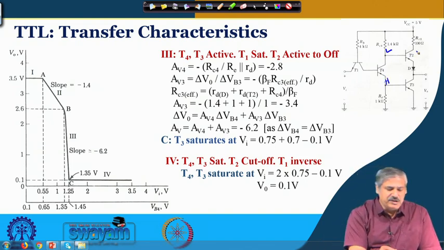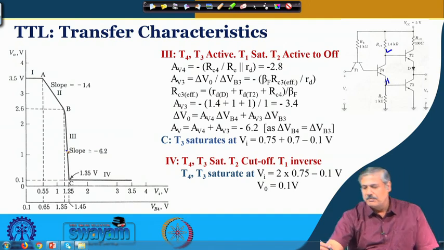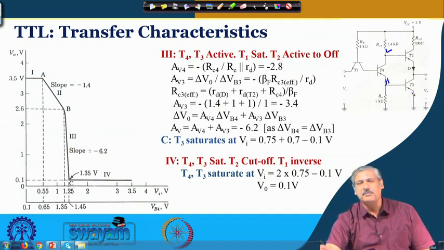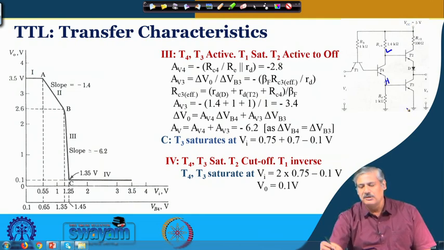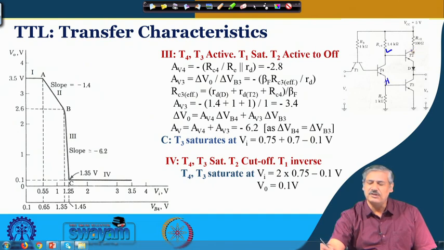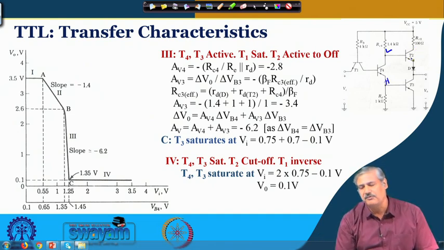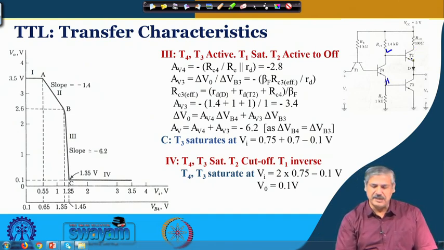And we have already noted that in this particular zone, briefly T2 and T3 are both active, for which there is a path from 5 volt to ground when both the transistors and the diode are on. The resistance over here we need to make some finite value, we cannot make it 0, because otherwise a large amount of current will flow and there will be power dissipation.